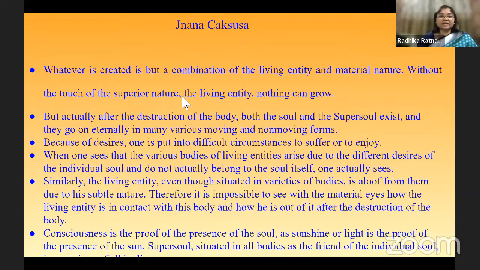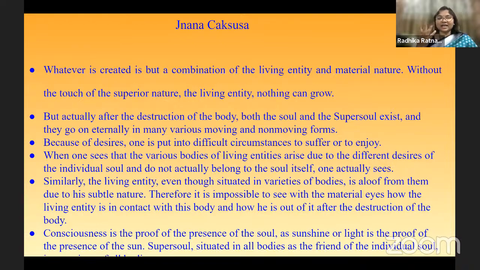Whatever is created is but a combination of the living entity and the material nature, because all material nature is made up of Krishna. The owner is Krishna, and without the touch of the superior nature, that is Lord Krishna's mercy, nothing can grow. Unless there is an interaction between us and the material nature, it is not possible to make anything happen. After the destruction of the gross body, the soul and the Supersoul exist and go on eternally in many moving and non-moving forms. They are eternally related to each other.